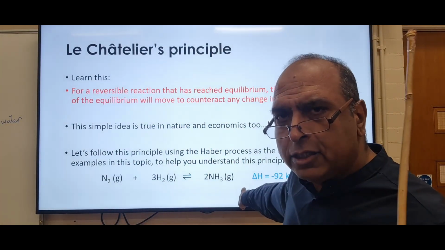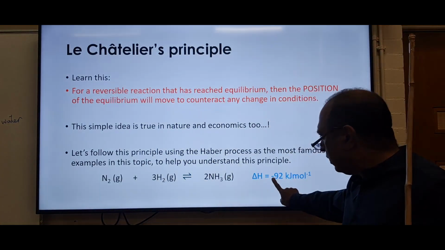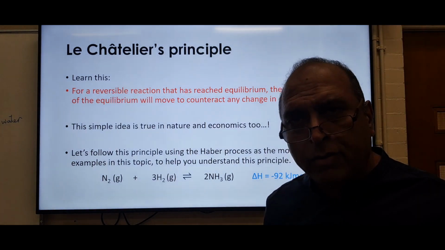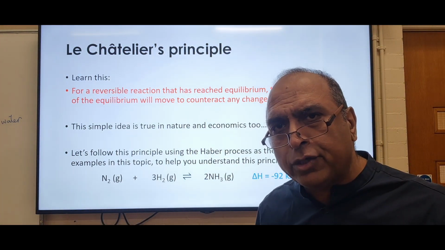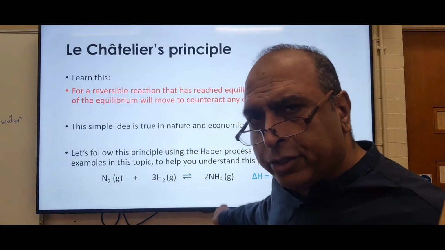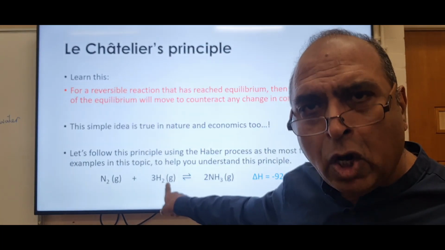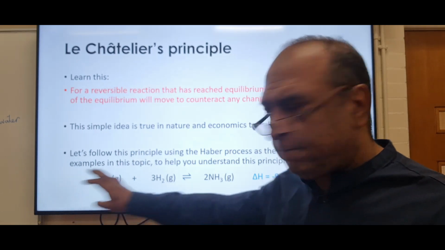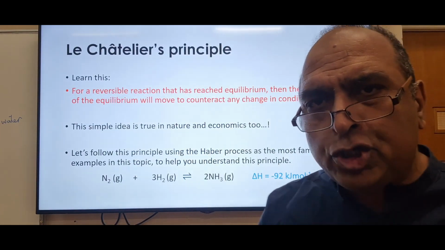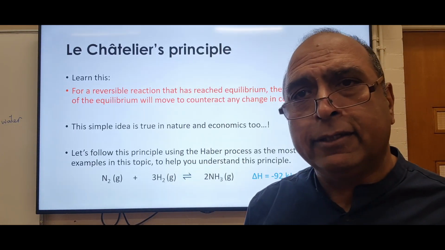The two are reacted to make ammonia gas, and that reaction is exothermic. Minus 92 kilojoules per mole of energy is given out when you carry out that reaction. So when 1 mole of nitrogen and 3 moles of hydrogen react to make 2 moles of ammonia, that will give out 92 kilojoules of energy each time.